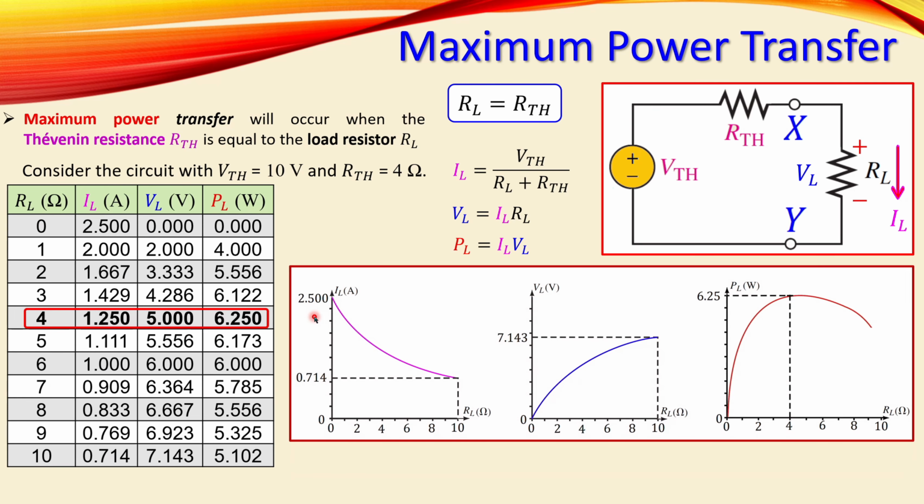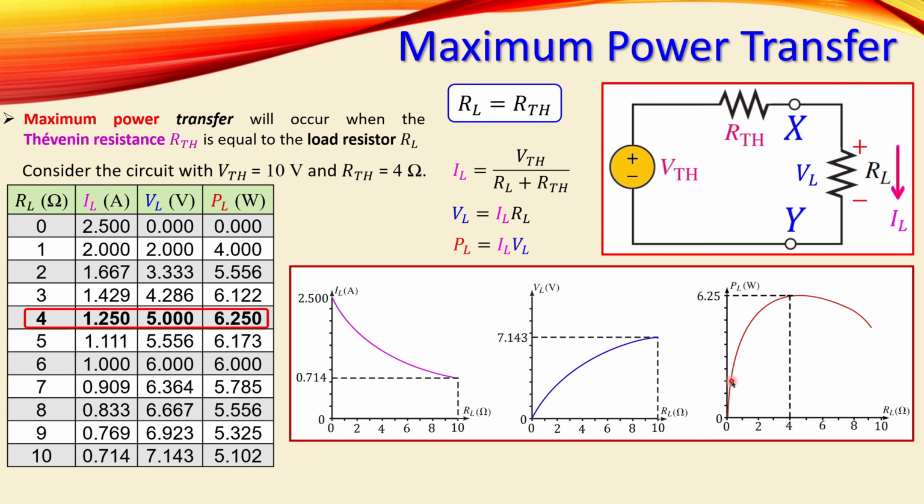Okay, now these are the plots for this specific situation. We can see the IL is starting at 2.5 amps and then keeps decreasing. I only plotted from 0 to 10 ohms for the load resistance, and it goes all the way to 0.714 amps. This will of course keep decreasing when you increase your load. You also see the voltage increasing, going from 0 volts up to approximately 7.14. You can see that also from the last row here.